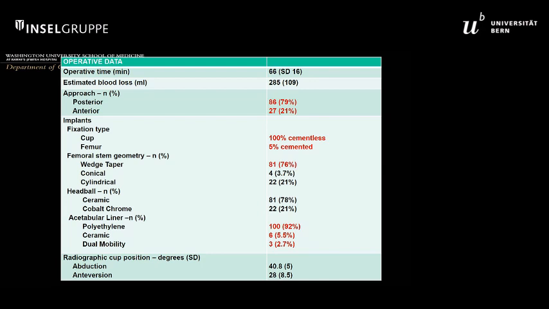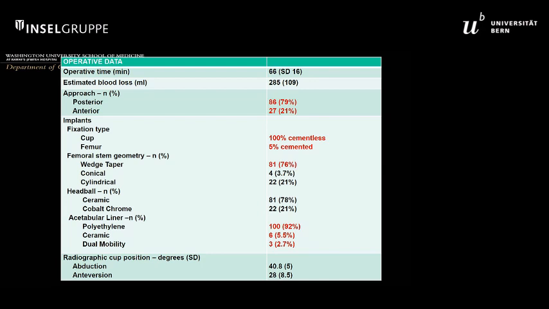These are data from surgery. Most importantly, reasonable operative times. Posterior approach was far more common in this cohort of patients. This may have changed over time. 100% of the acetabular components were cementless. We did cement 5% of the femoral implants.